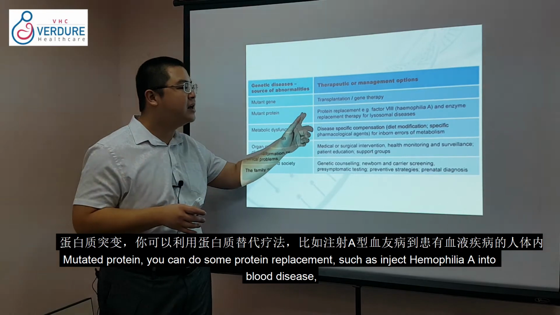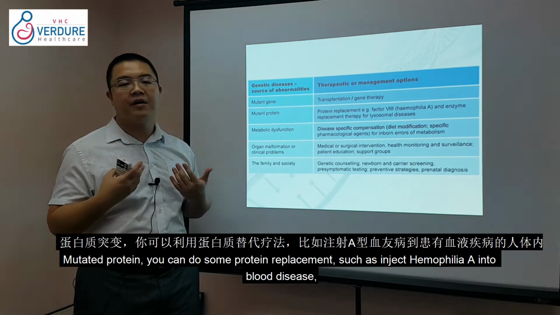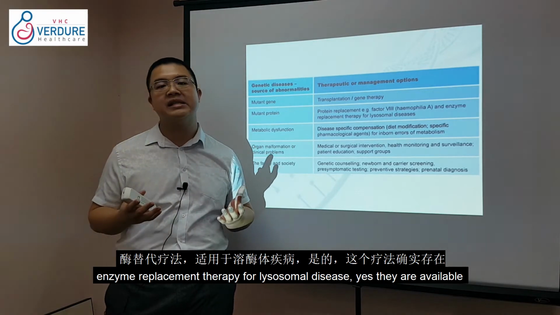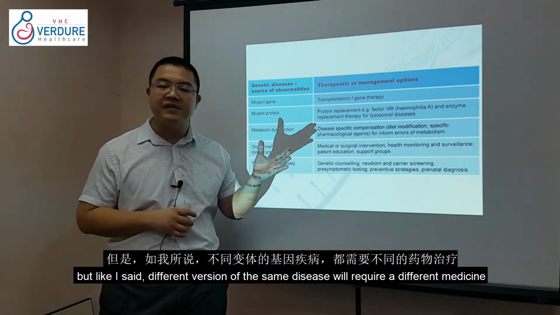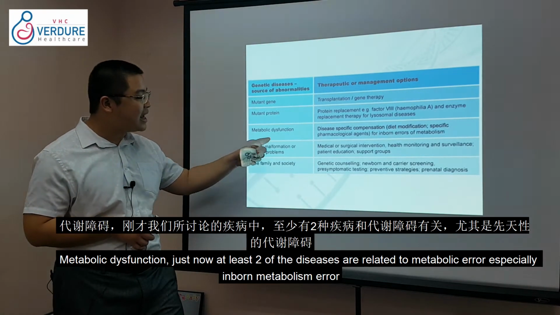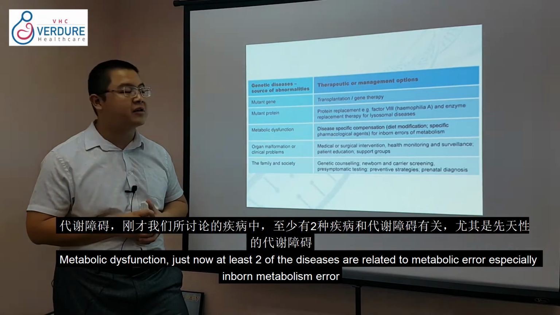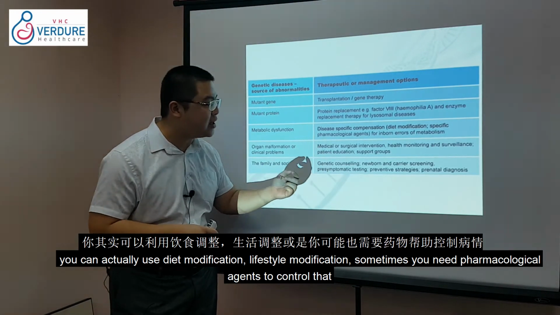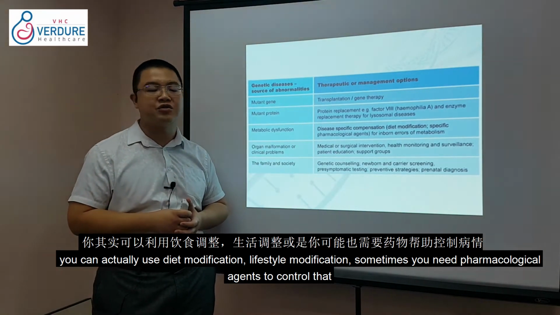Mutated protein, all right, you can do some protein replacement, such as if you inject for hemophilia A, blood diseases, or enzyme replacement therapy for lysosomal diseases. Yeah, they are available, but sometimes, like I said just now, different versions of the same disease would require a different medicine. So metabolic dysfunction, so just now there were at least 2 diseases related to metabolic errors, especially inborn metabolisms. You can actually use diet modification, lifestyle modifications, or sometimes you need pharmacological agents in order to control that.